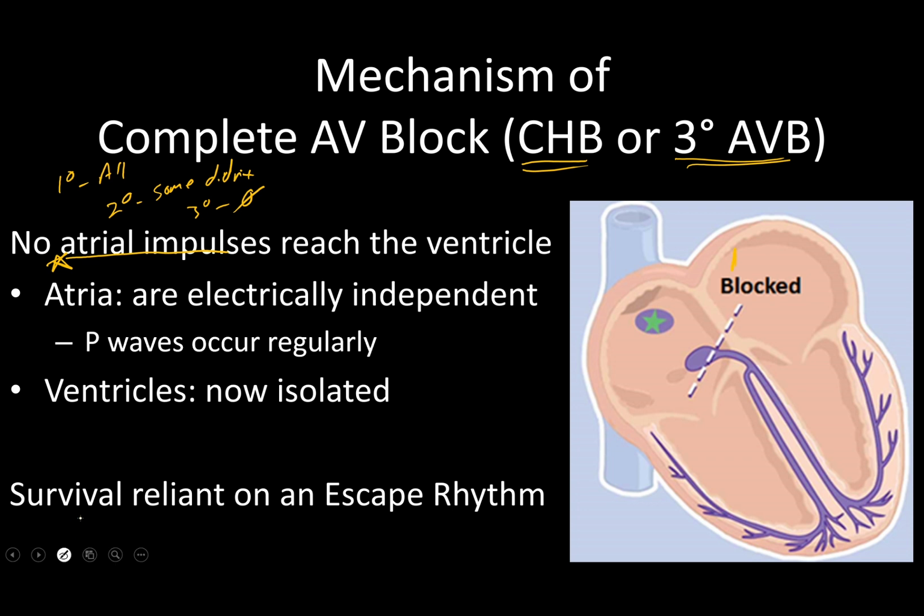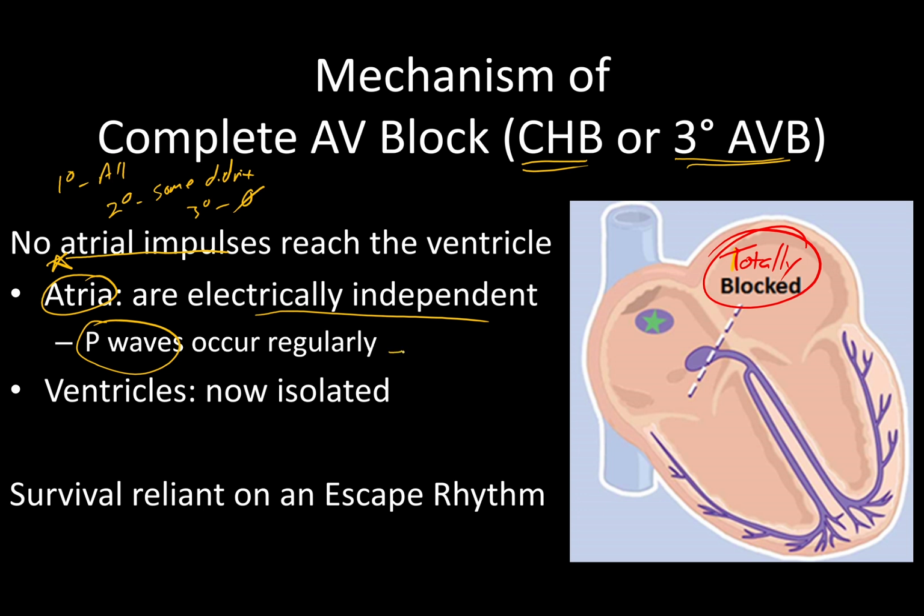Actually, let me change colors here. Totally blocked. Nothing that happens in the atria communicates with the ventricles, and vice versa. Anything in the ventricles won't be conducted backwards either. They've been completely severed. And the way we express this is that the atria are electrically independent. They've been cut off. The P waves will actually look pretty awesome. They should be occurring nice and regularly without anything special going on.